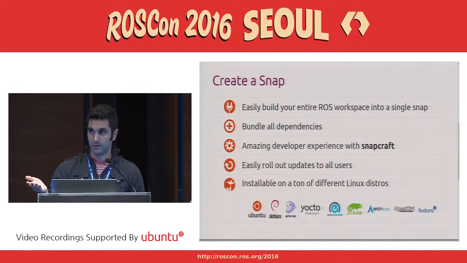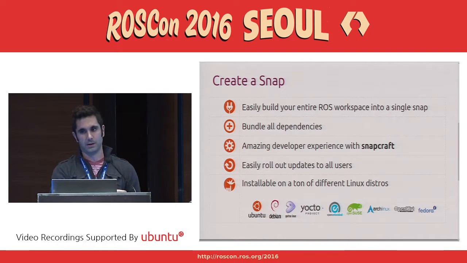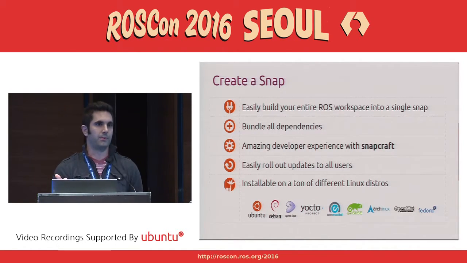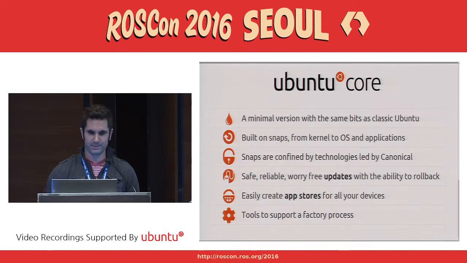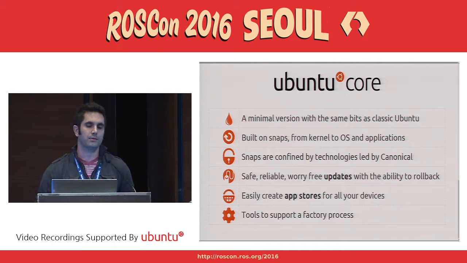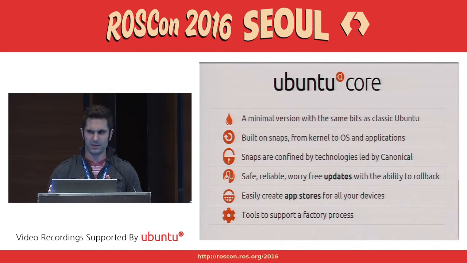Not only that, but once you have it up in the store, it's installable on a ton of different Linux distributions. So you could really settle on whatever operating system you wanted for your device, but why would you? We have something called Ubuntu Core, which is the same Ubuntu you know and love, but it's stripped down specifically to target embedded devices. It's built completely on snaps, from the kernel to the OS to the applications you put on top of it, so the entire system gets the benefits of snaps.